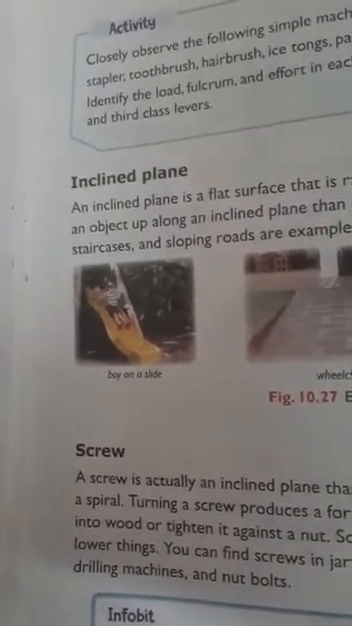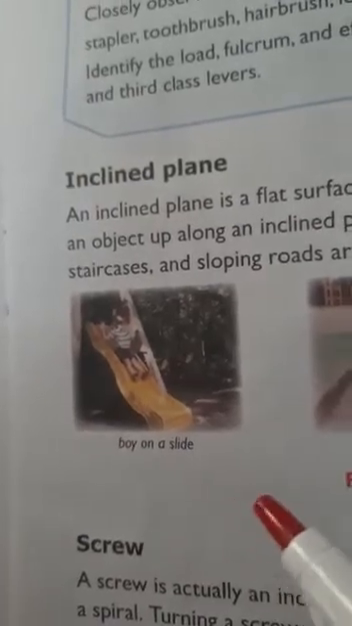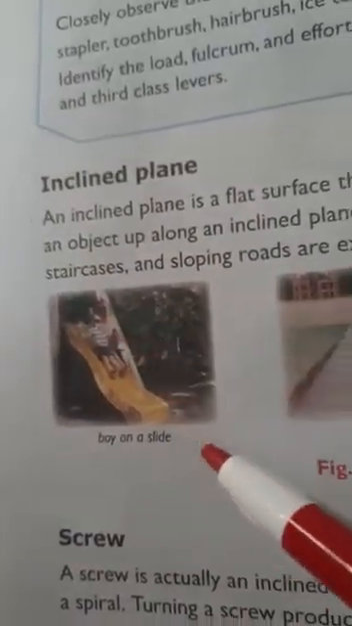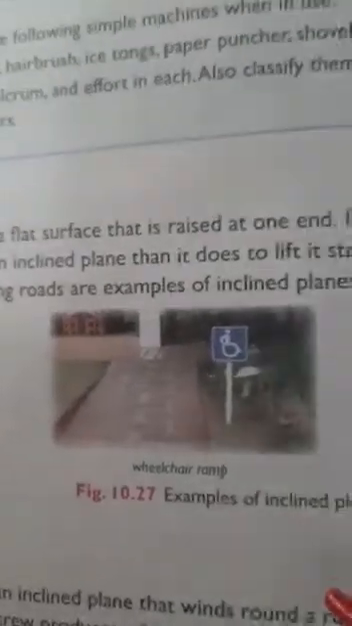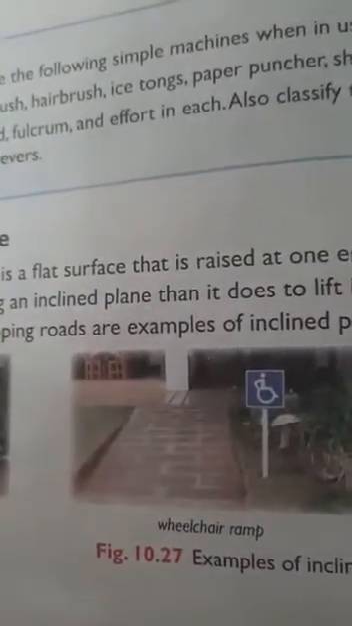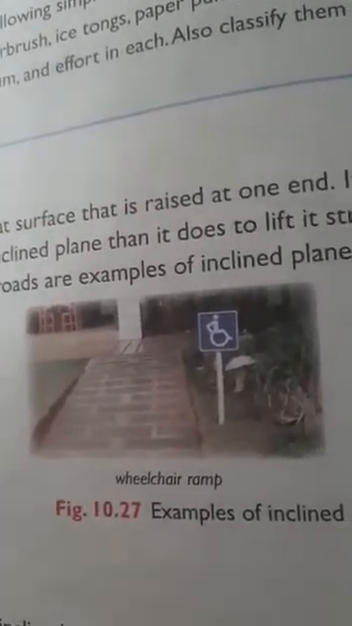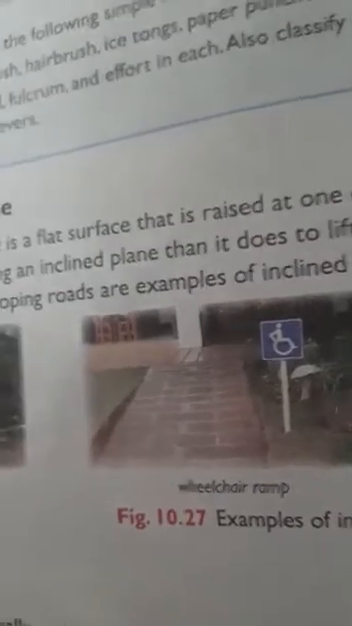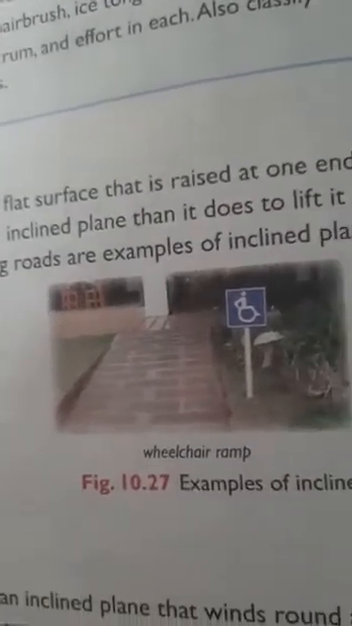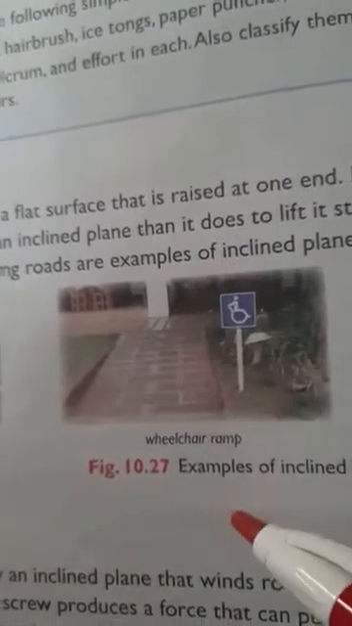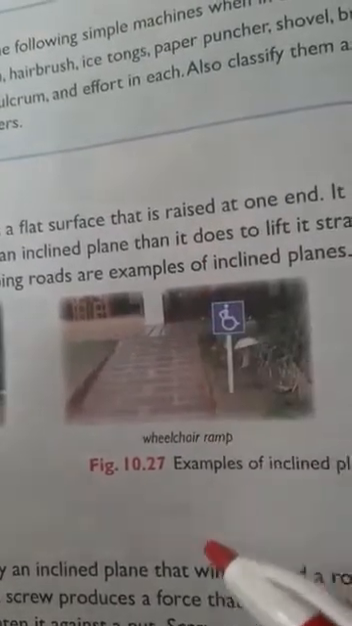So examples of inclined planes are the slide. When you go to the garden and play with these slides, you can observe this. You can easily come down by using this slide. Okay, it is a fun game, but you are using an inclined plane here. Then the wheelchair ramp. For a wheelchair, it is difficult to pass over steps or an area which is higher. So people make this ramp so that, because of this inclined way, the wheelchair can move easily from here.